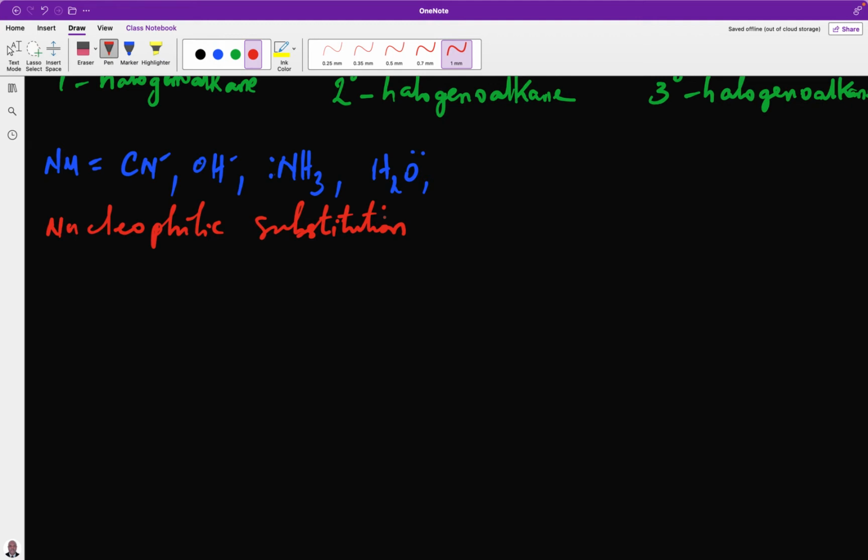Nucleophilic substitution, that is SN, nucleophilic substitution. This is a mechanism in organic reaction in which a nucleophile attacks, or we say a nucleophile is attracted to, a carbon atom carrying a partial positive charge, thereby substituting the atom attached to that carbon, which carries a partial negative charge.